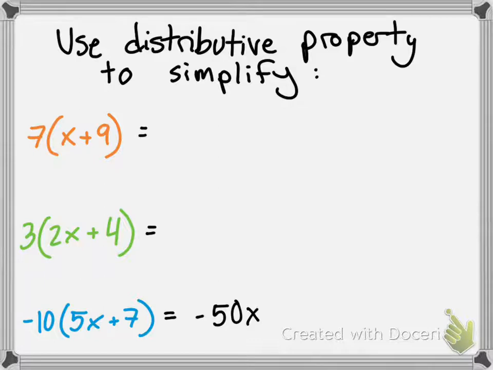Speaking of distributive property, I want you guys, as this one's right here, it's not the full answer right there, so don't look at it. I want you guys to solve these problems. Remember, when a number is touching a parenthesis, it means multiply. And not only does it mean multiply, it means multiply that number times everything inside.